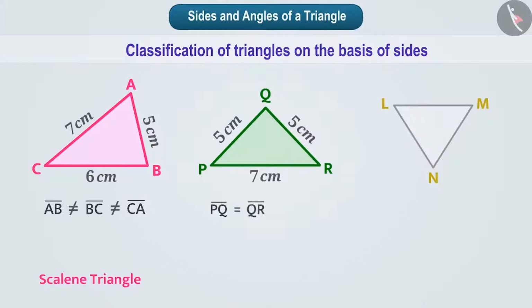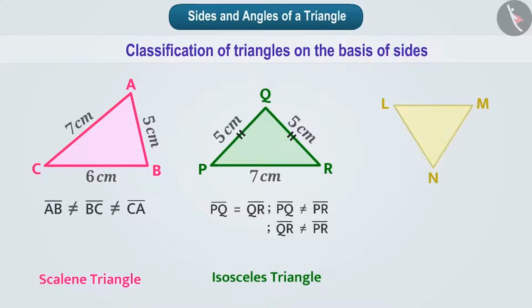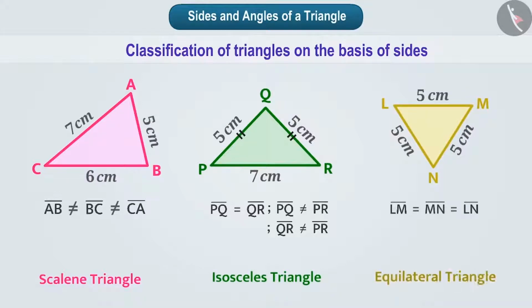Now observe this. Triangle PQR has PQ equal to 5 cm, QR equal to 5 cm, and PR equal to 7 cm. Here PQ is equal to QR. A triangle with only two sides equal is called an isosceles triangle. In a triangle, we can show two equal sides using the same sign in this way. Now, triangle LMN has LM equal to MN equal to LN equal to 5 cm. That is, all three sides are equal. A triangle whose three sides are equal is called an equilateral triangle.